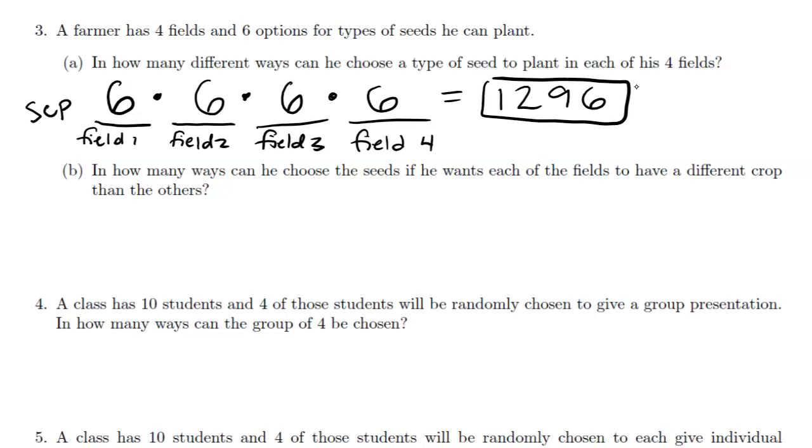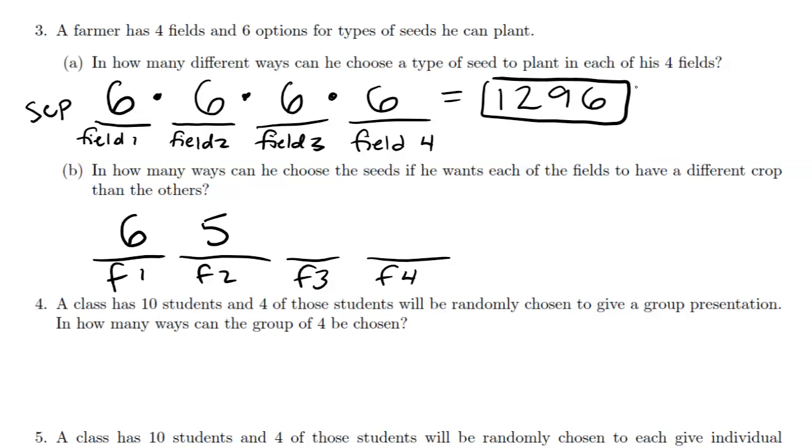Now in the bottom one, we now have a restriction that's going to change the number of options we have. So we still have field 1, field 2, field 3, field 4, but now he doesn't want any of the types of seeds to duplicate. So in the first field, he still has 6 options, but then he can't use that type of seed again. So now when we go to field 2, he's only going to have 5 options. And when he gets to field 3, he can't use either of the previous 2 types, so he's down to 4, and then 3 options.